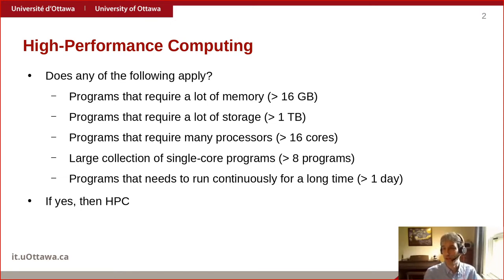So if you have a program that uses a lot of memory, so more than 16 gigabytes of memory, most desktop computers these days have 8 gigabytes, although there's many with 16. And if you need more than that, you'll need a more powerful machine. So that would be high performance computing. There's also programs that process a lot of data. So if you are working with hundreds of gigabytes of data or even terabytes of data, then high performance computing is also something you could outsource to a compute cluster.